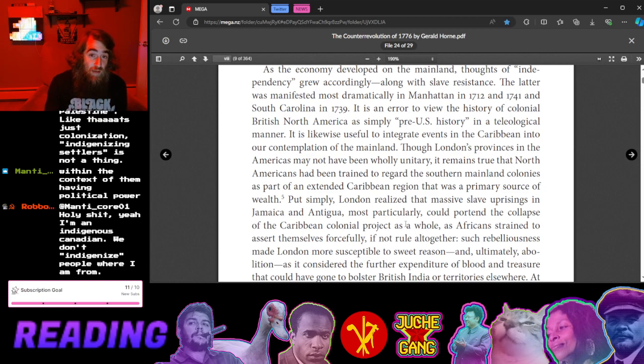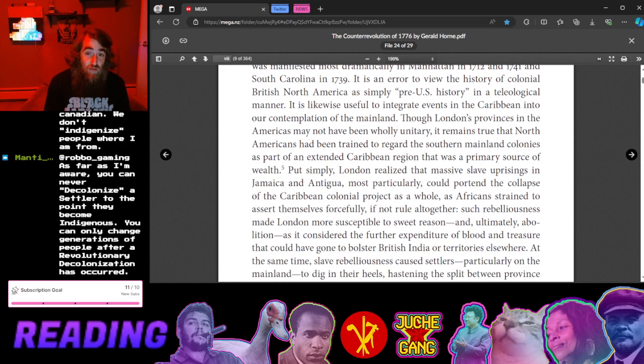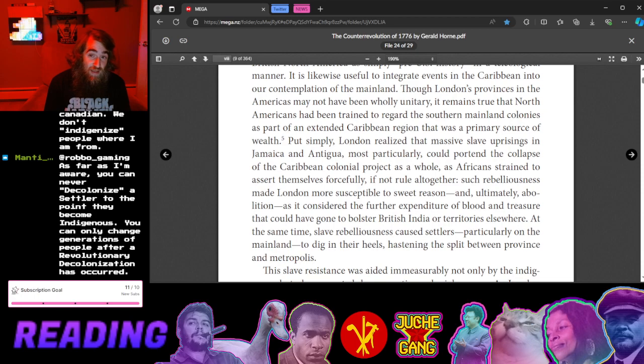As the economy developed on the mainland, thoughts of independency grew, accordingly, along with slave resistance. The latter was manifested most dramatically in Manhattan in 1712 and 1741, and South Carolina in 1739. It is an error to view the history of colonial British North America as simply pre-US history, in a teleological manner. It is likewise useful to integrate events in the Caribbean into our contemplation of the mainland.